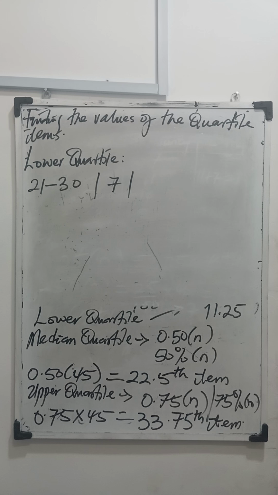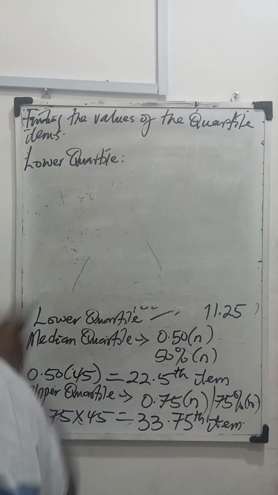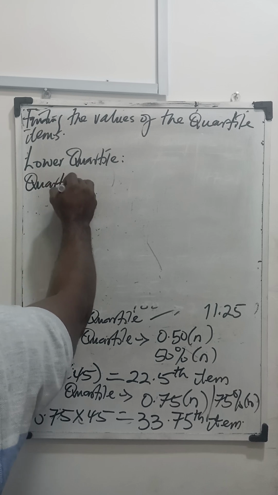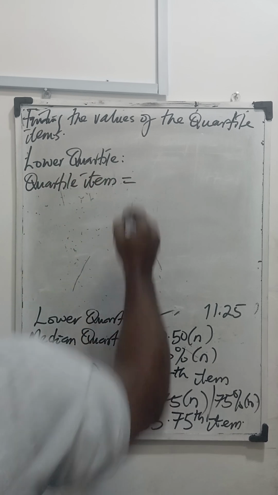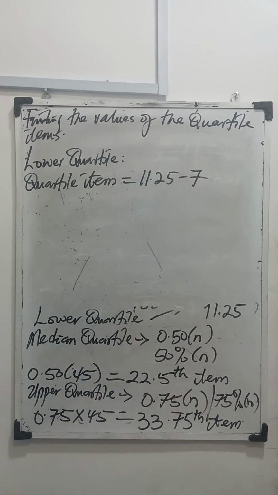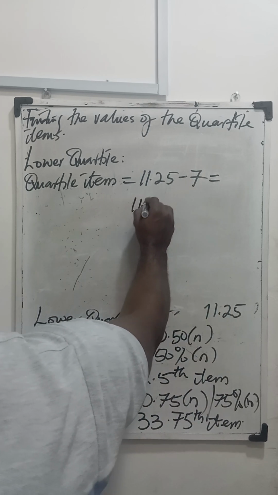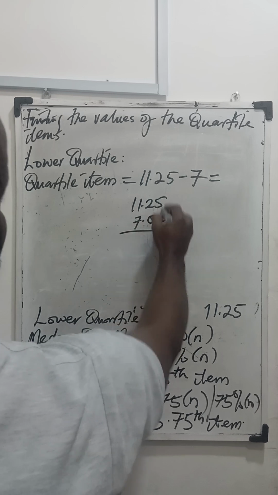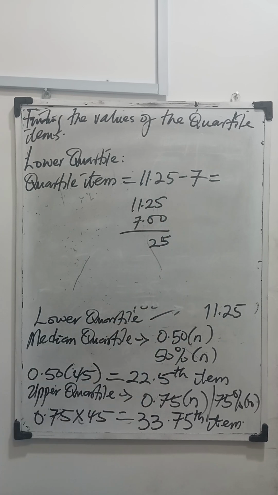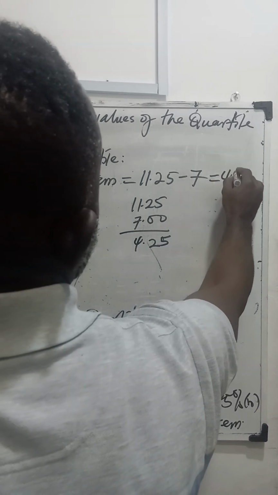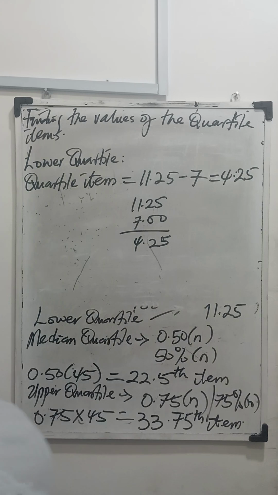So the quartile item will be 11.25 minus 7. You can put it this way, 11.25 minus 7.00. So 11 minus 7 is what? 4. So it gives us 4.25. That is for the first group.